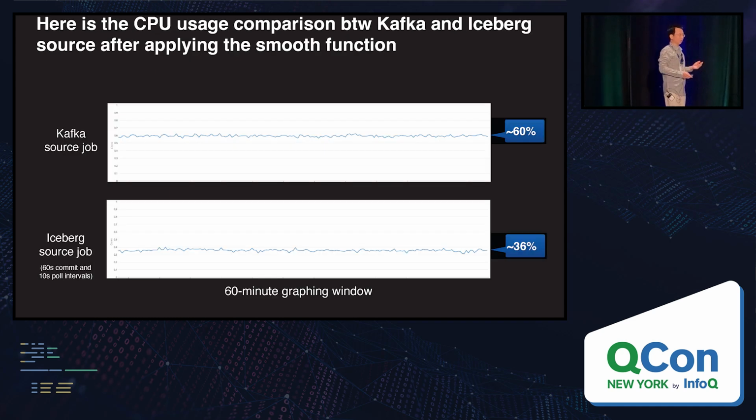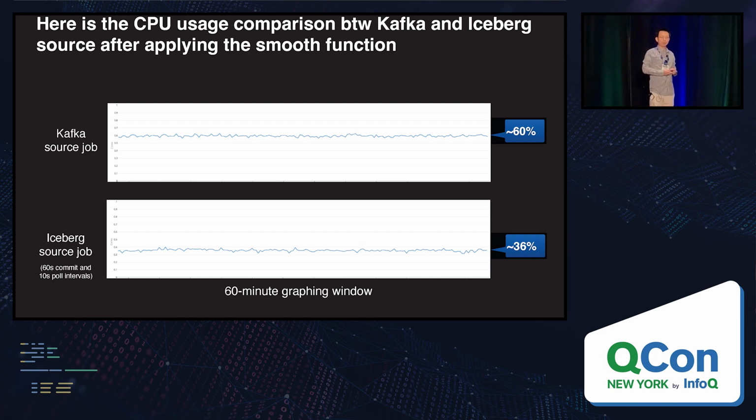Here is the CPU usage comparison between the Kafka source job and the Iceberg source job. We apply a smooth function so that the CPU usage does not look so choppy, so it's easier to read the overall trend. We can say the Kafka source job has CPU utilization at 60%. The Iceberg source job has CPU utilization at 36%. I know benchmarks are tricky. I think the main takeaway is that the Iceberg source job is as performant as the Kafka streaming source, if not better.